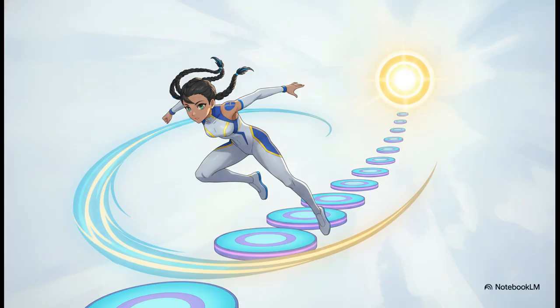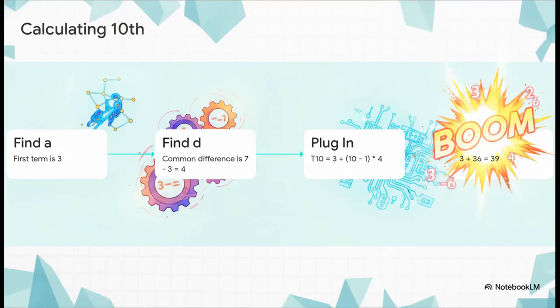Let's see this thing in action. Let's move to it and see exactly how this builds. Step 1, we grab A, our starting number, which is 3. Step 2, we find D. Just subtract the first term from the second. So 7 minus 3, which gives us our constant common difference of 4.